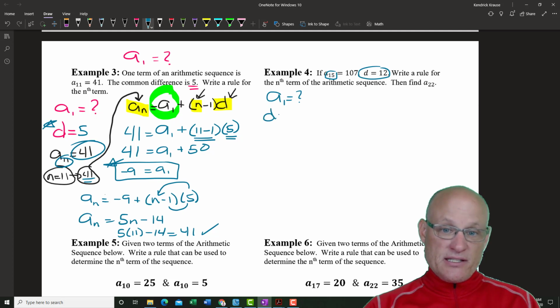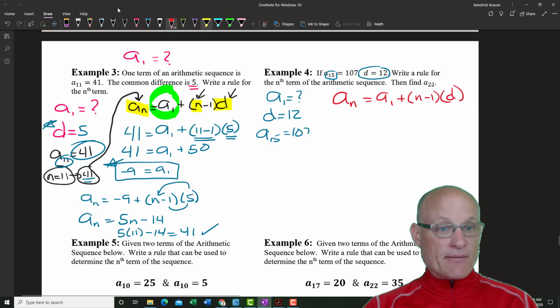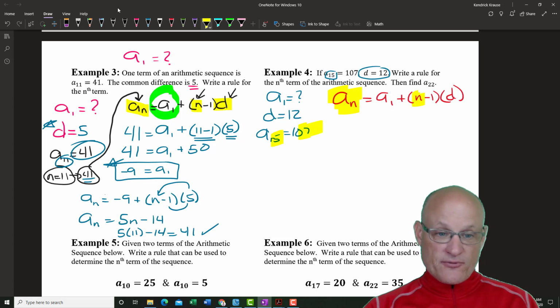We have the d equal to 12, and we have the 15th term as 107. So again, we're going to use this formula: a sub n equals a sub 1 plus n minus 1 times d. Oftentimes I put the d in parentheses. So we have this, that's 107. We have this, that's 15. And we have the d, that's 12. So we're going to put all those pieces in, and then we're just going to solve for a sub 1.